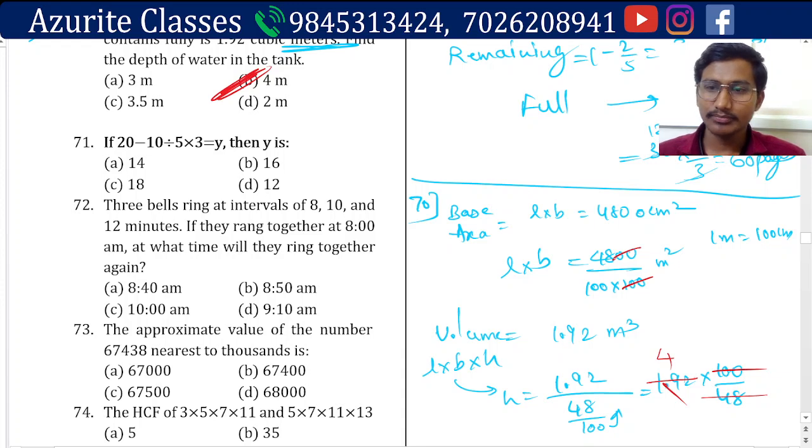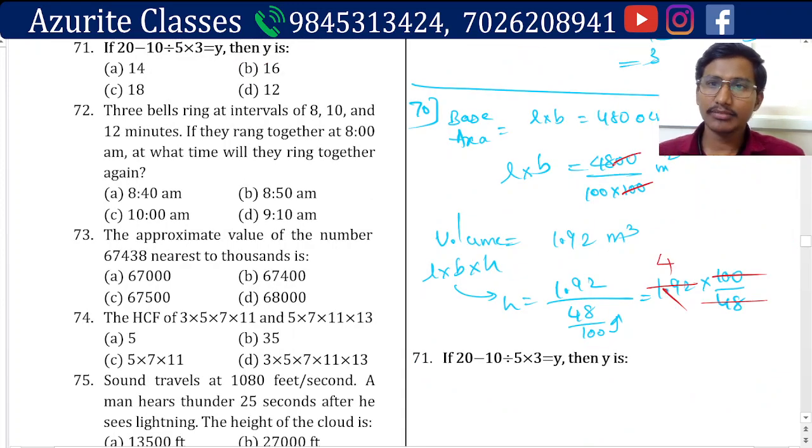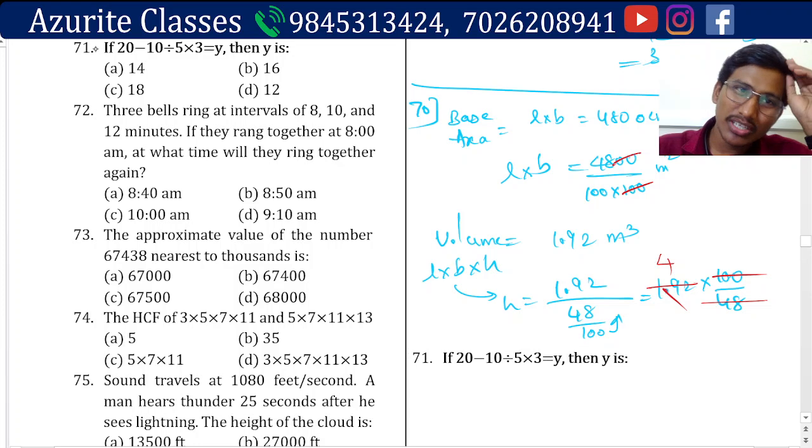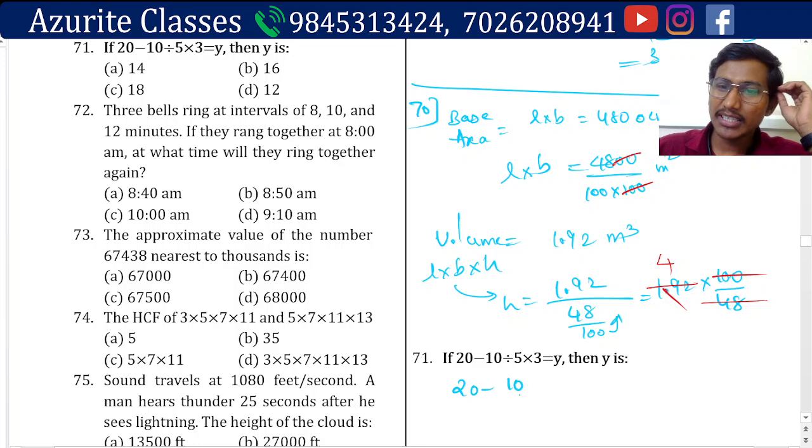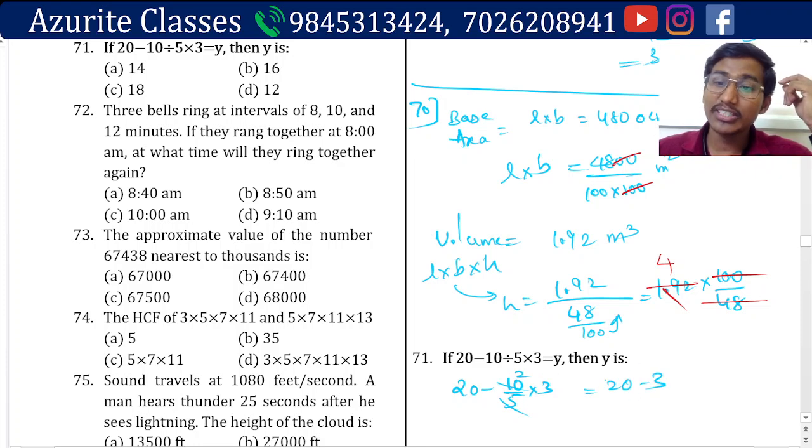Okay, good. So now students, let us solve 71 question. If this, then what? We just have to solve it, so it is very easy. So how do we do it? That is 20 minus 10 divided by 5 into 3, right? So first we have to do division. 2 5s are 10, 2 3s are 6. So 20 minus 6 is 14 answer, right? So 14 is option A for the 71 question.